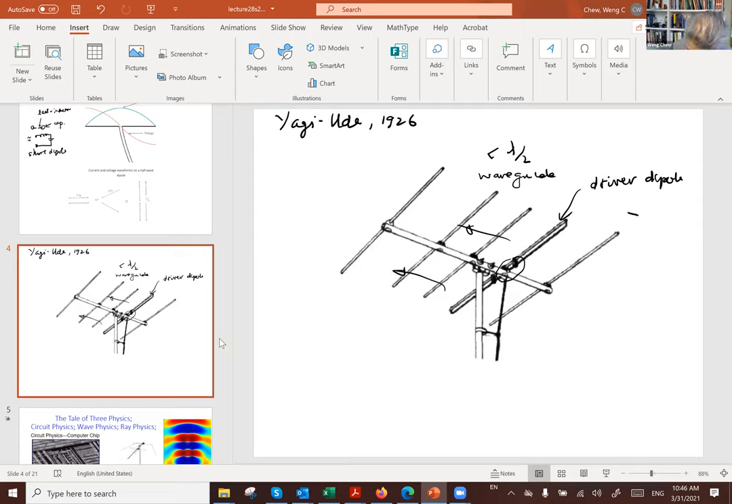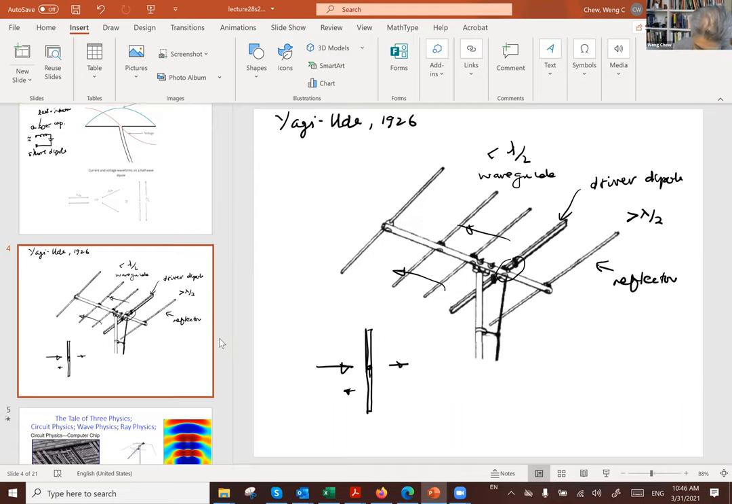However, if you have a half-wave dipole at the back that is slightly larger than half a wavelength, you find that it does not guide the wave anymore. In fact, it becomes a reflector, whereas this becomes a waveguide. The reason is because if you have a half-wave dipole, when you send a wave in, the wave would be scattered in the forward and the backward direction. There will be induced currents on this dipole, some of which would radiate in the forward direction and some of which would radiate in the backward direction.